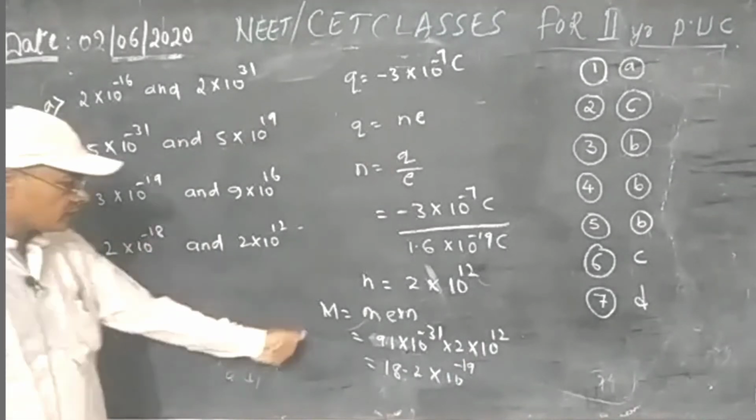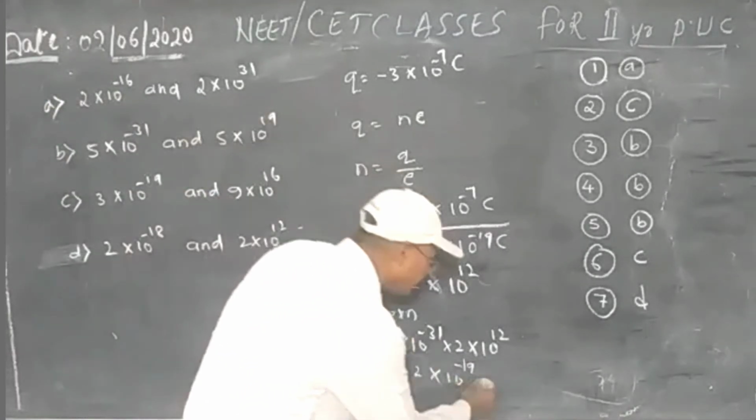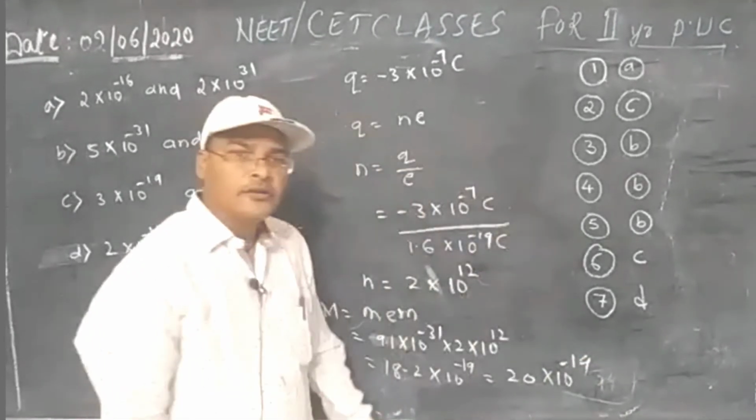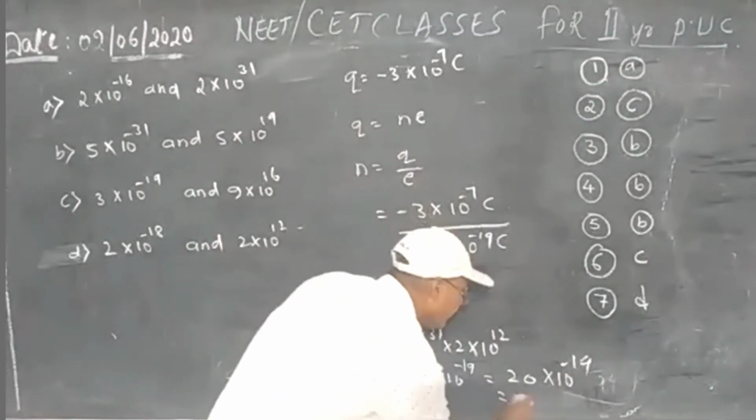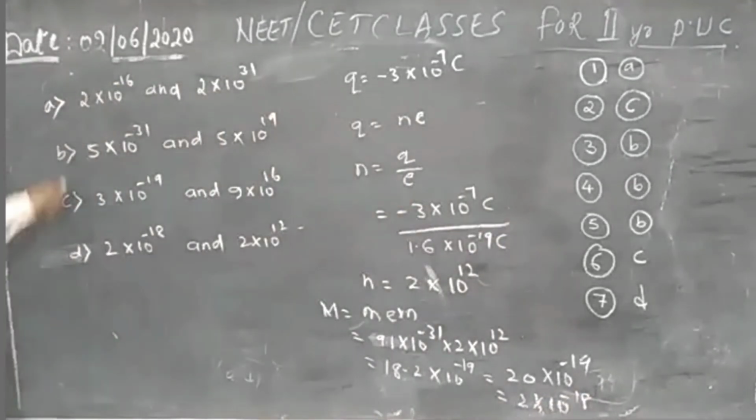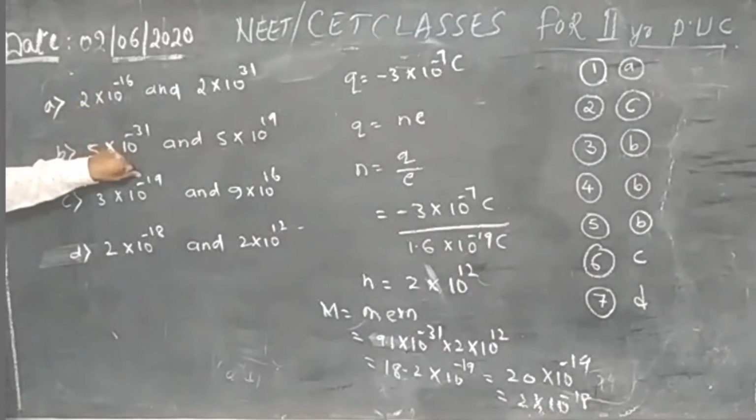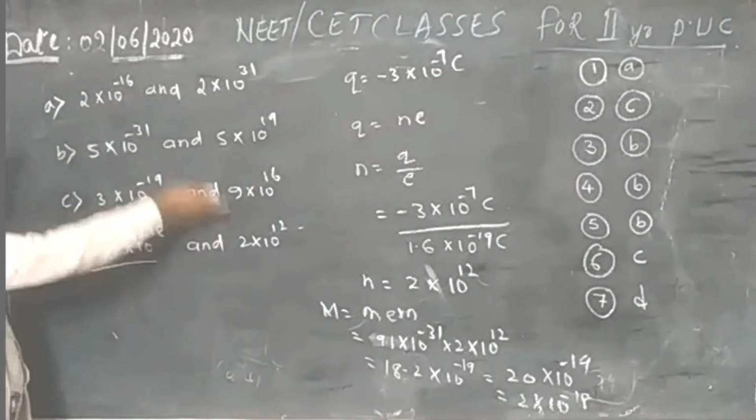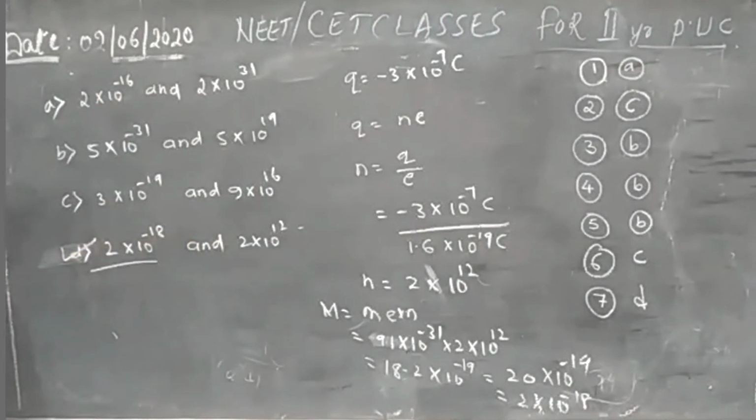But this option is not here, so we can say this figure is wrong. 18.2 is about 20 into 10 raised to minus 19. If you shift the decimal point, it will be about 2 into 10 raised to minus 18. So think about this. Here the options are minus 16, minus 31, minus 19. Which option is correct here? It is not this one, so leave that one. They have given the confusion for that. So 2 into 10 raised to 18.